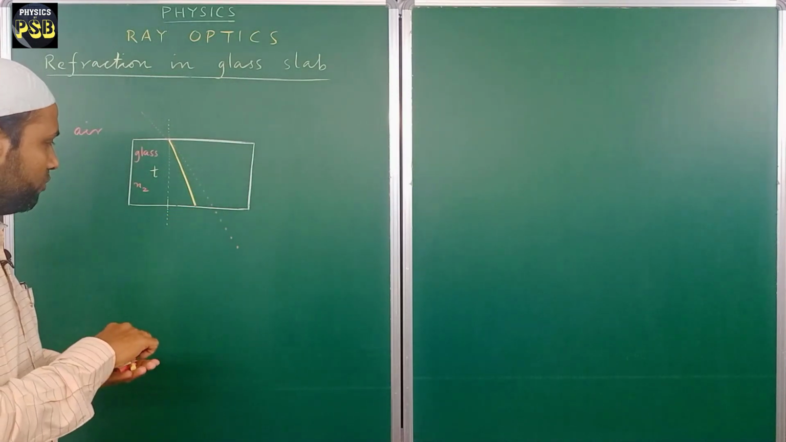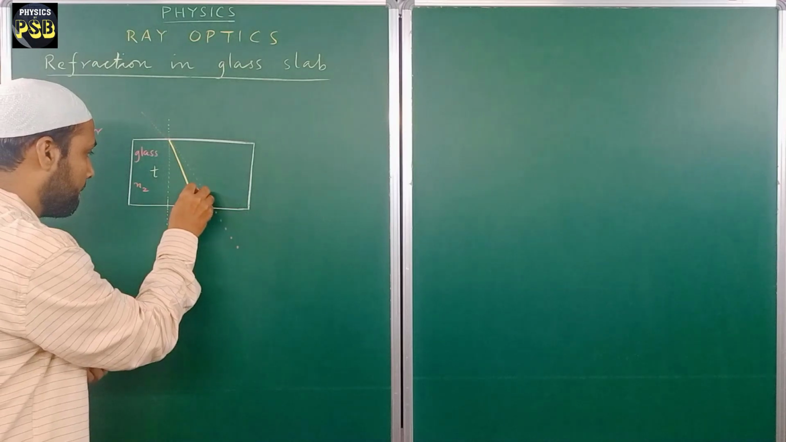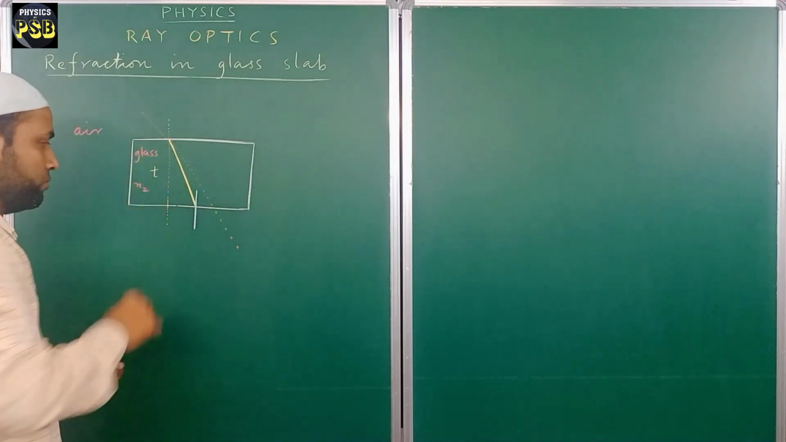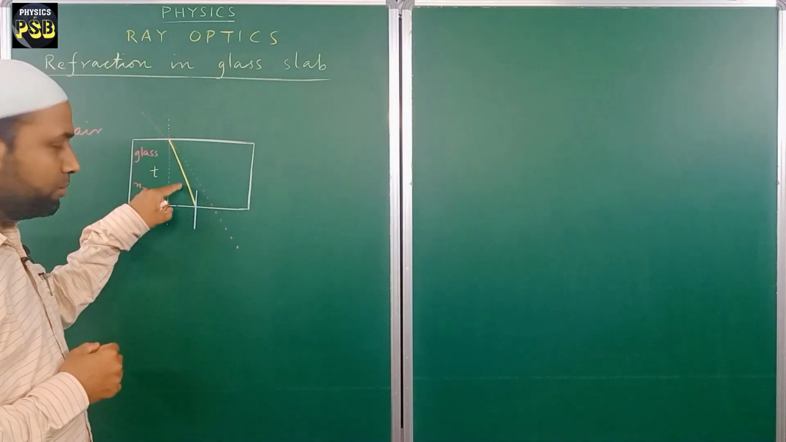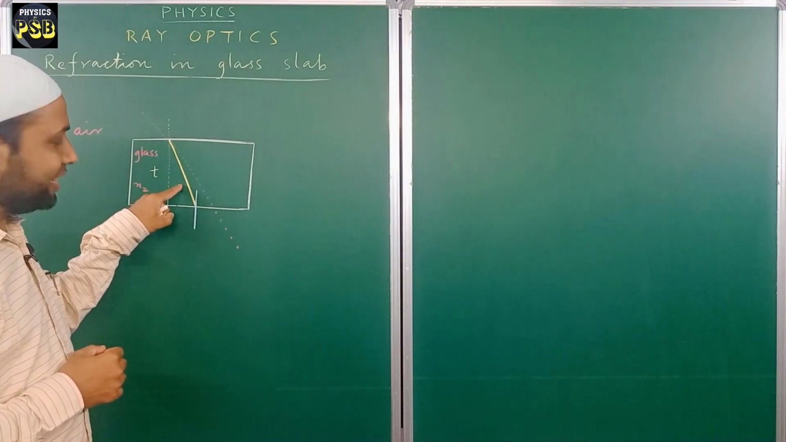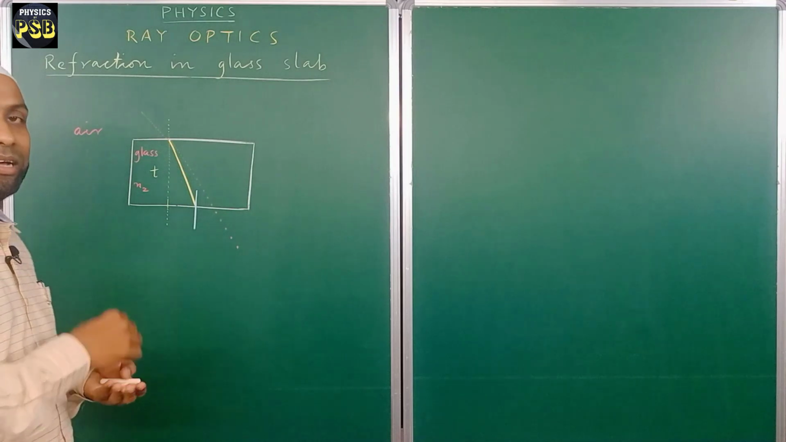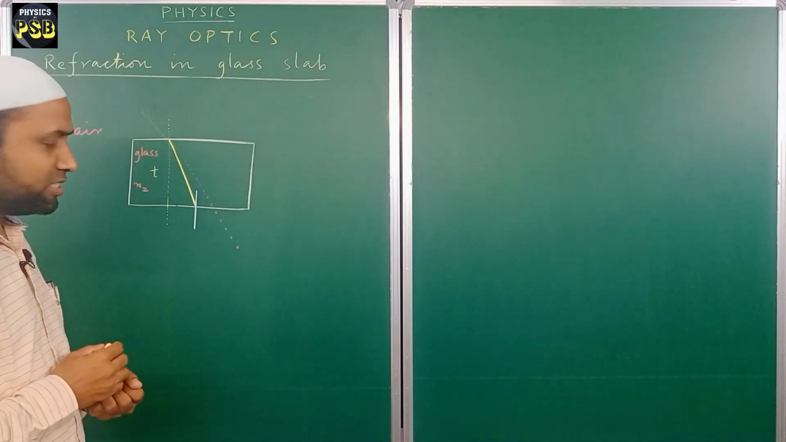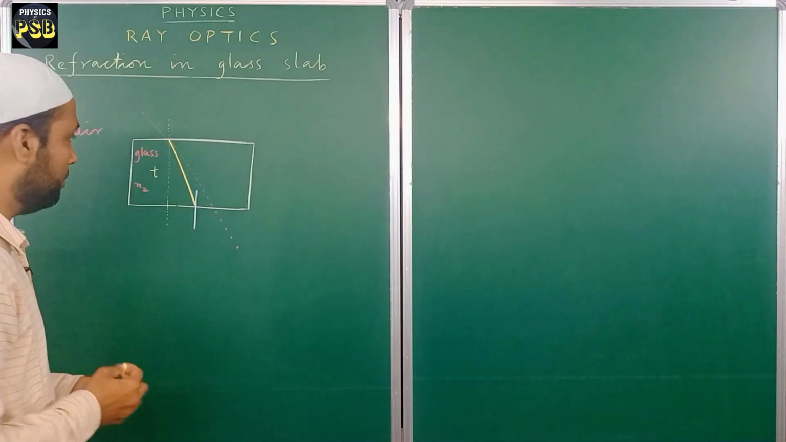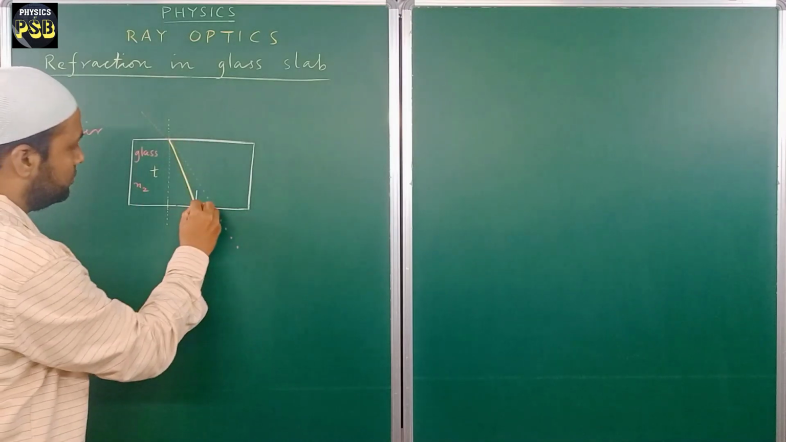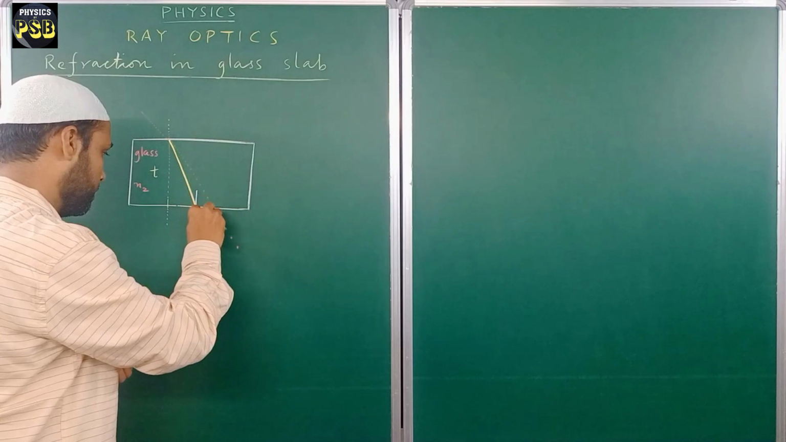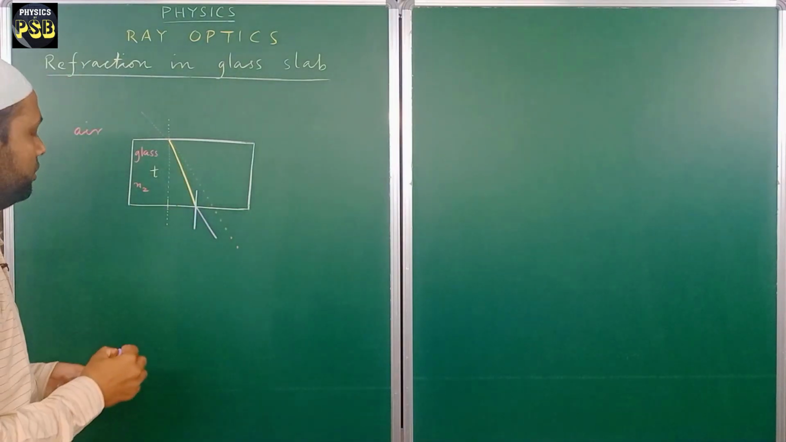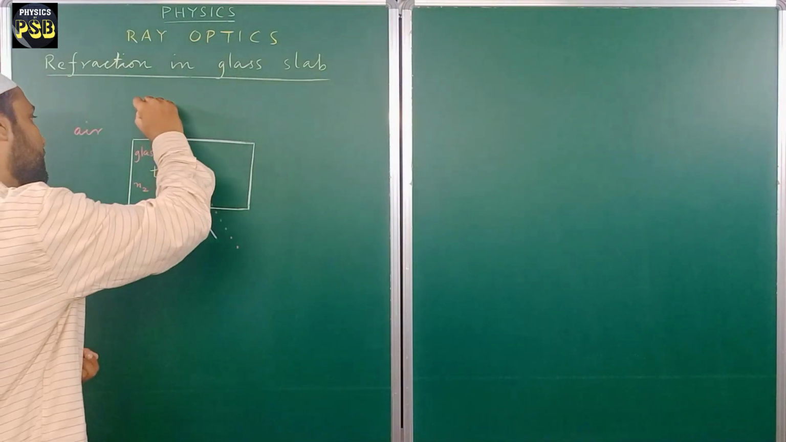Now here I draw one more normal. See, when light enters air from glass, it again deviates. Now the deviation is away from the normal. It is away from the normal. Okay. Now let me make it a little thick.